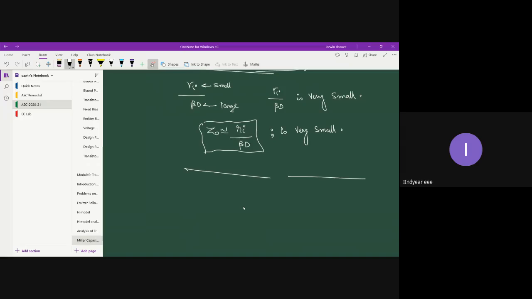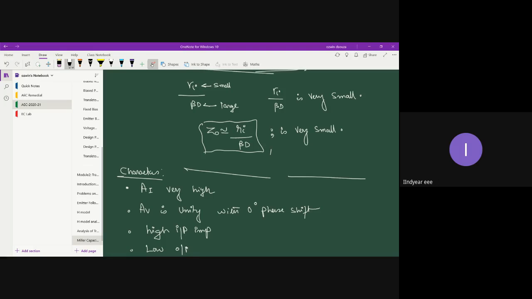Zi, Z0 we have found, and then we also found EAV and EAI. So the important characteristics of Darlington emitter follower are that current gain is very high, voltage gain is unity with 0-degree phase shift, and high input impedance and low output impedance.